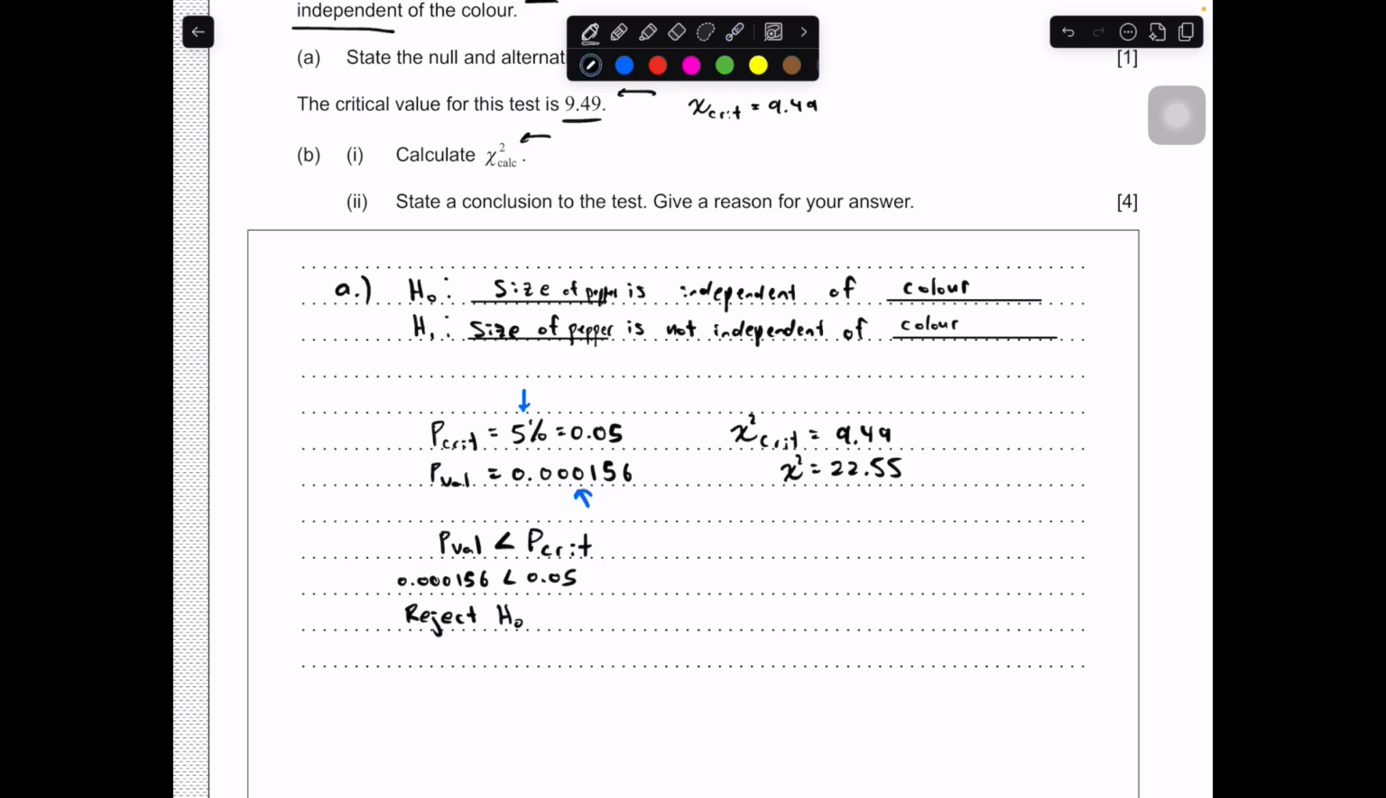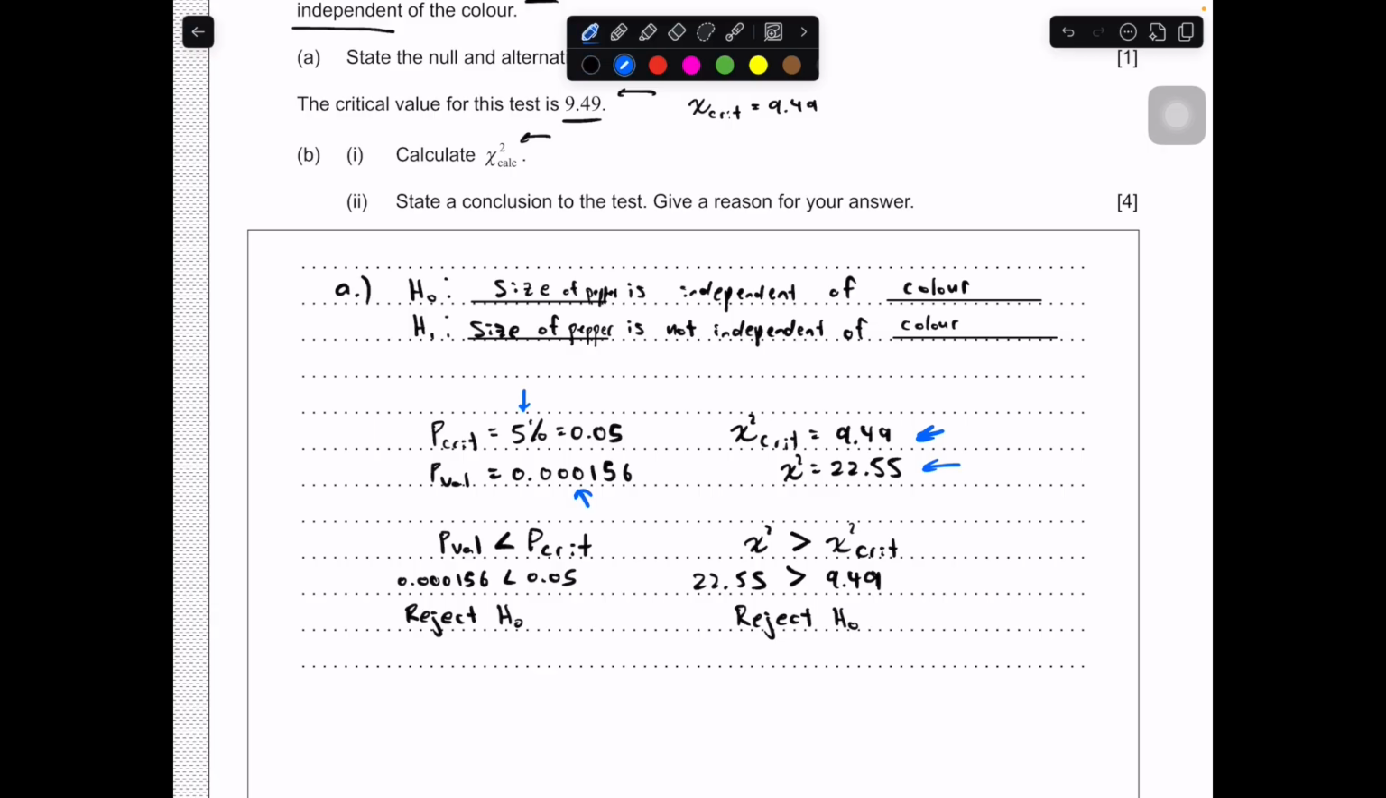In this case, this is our cutoff point, 9.49. That's the amount of difference that we're willing to tolerate in some sense. And this is the amount of difference that we found. So we found that our chi-squared value was greater than the chi-squared critical value. In this case, 22.55, the amount of difference that we saw between observed and expected was much larger than the cutoff value, the amount of difference that we were willing to accept. And so this also leads us, in the same way, to reject the null hypothesis.